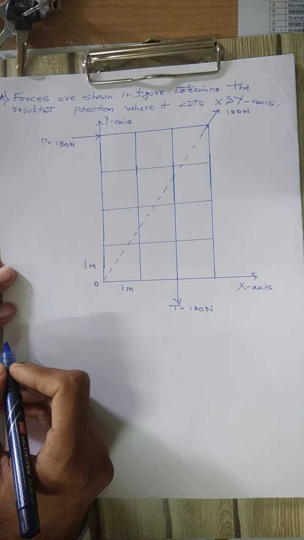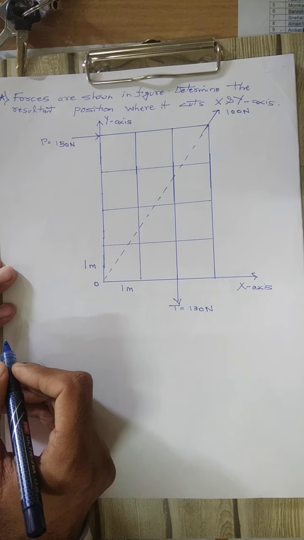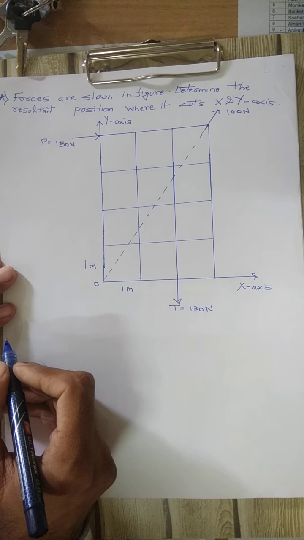We have to use different principles while solving this grid problem. We will use Varignon's theorem in order to find out the x and y components of this resultant. Also, we will use the principle of transmissibility.